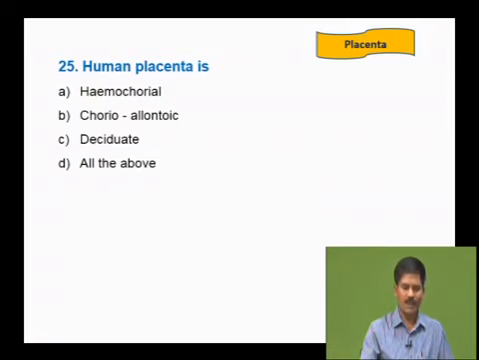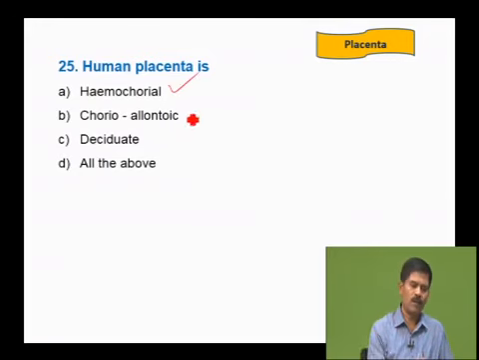That means they are bathed in maternal blood. So that's why it is said to be hemochorial, since placenta formation requires both chorion as well as allantois. Both chorion and allantois take part in the process of formation of placenta.